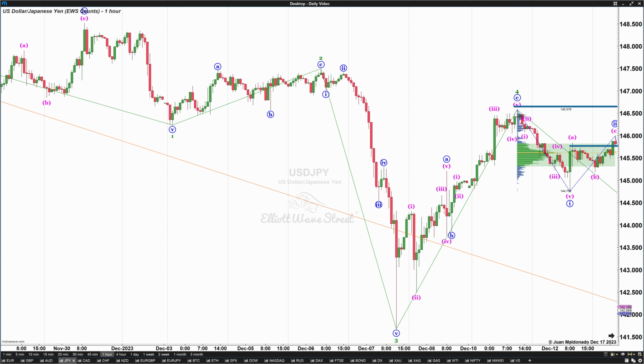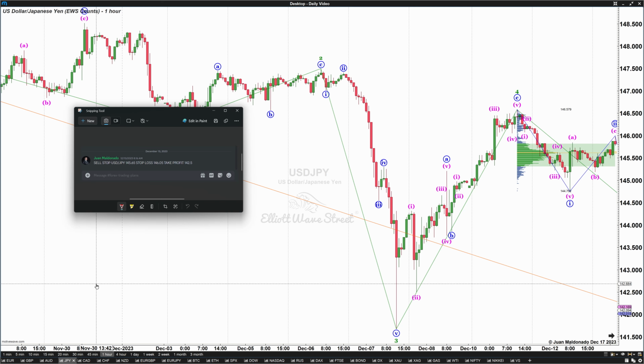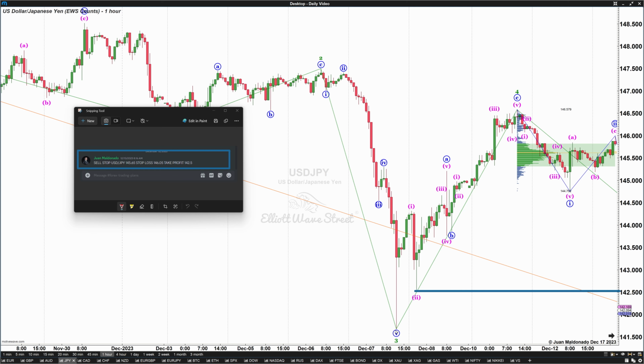So in this particular case, let me show you what we did in the membership. We have a new Discord channel for Elliott Wave Street members where I share my trades. So here we went short. This was December the 13th, 145.65 with a protective stop loss at 146.05 and a take profit at the 142.50 area. That was the end of this second wave. The next target will be here, the previous low, but as a conservative target, I always like to trade conservative at the 142.50. Anyways, a huge trade, close to 300 points.